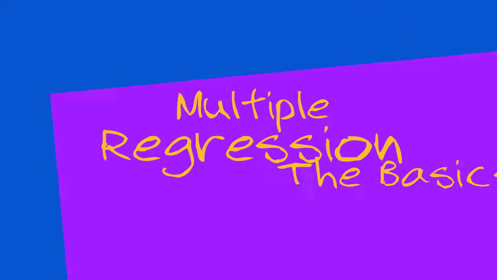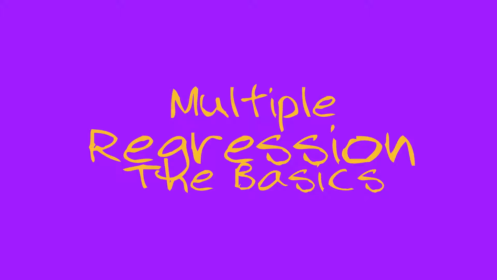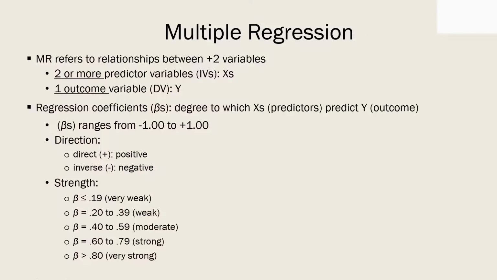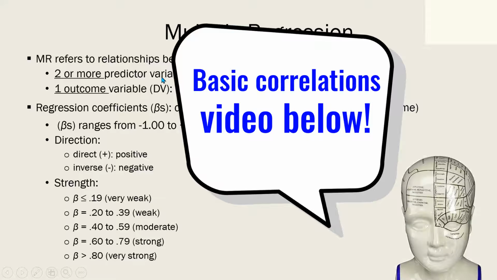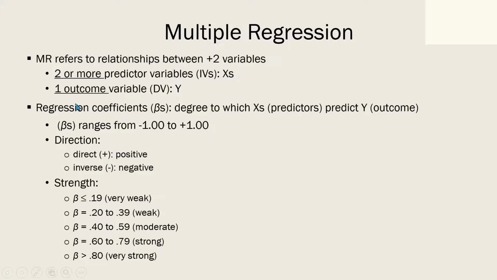So now we can move on to multiple regression. It's very similar to correlation, except it refers to relationships between more than two variables, or at least two or more variables. So we have our predictor variables and our outcome variables once again. Now, instead of the correlation coefficient, we now have the regression coefficient, and this is referred to as the beta. And it's simply the same format where it's measuring the degree to which the predicted variables predict the outcome.